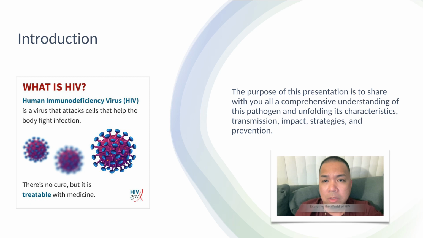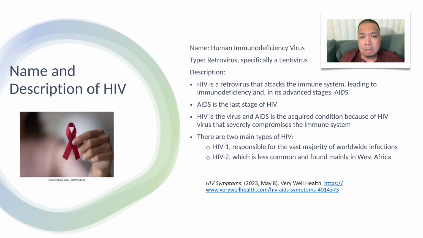HIV stands for Human Immunodeficiency Virus. It is a type of virus that attacks the immune system, the body's defense against infection. HIV specifically targets CD4 cells, which are a type of white blood cell crucial for fighting infections. Over time, HIV can weaken the immune system, making it difficult for the body to fight off infections.